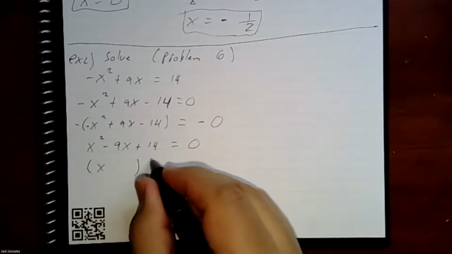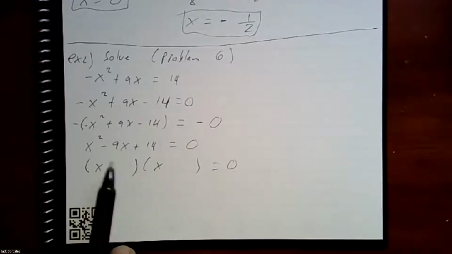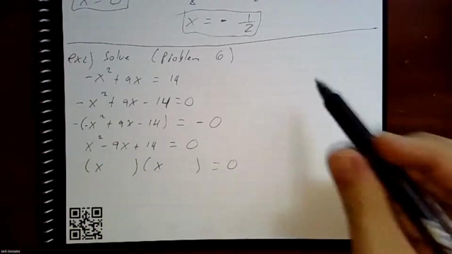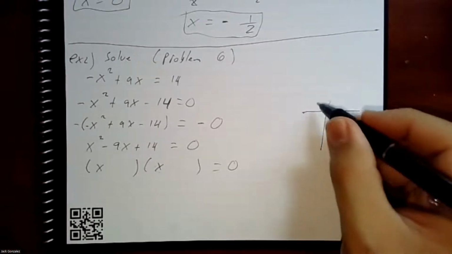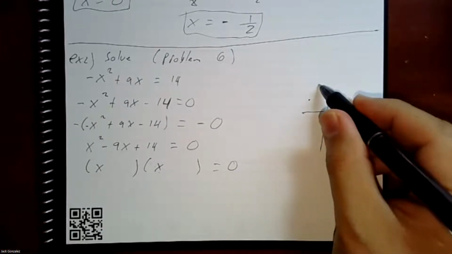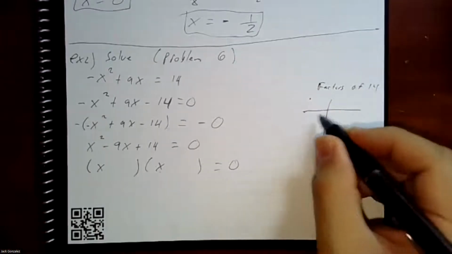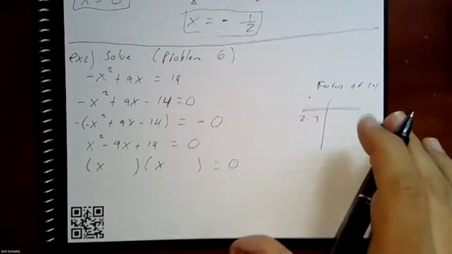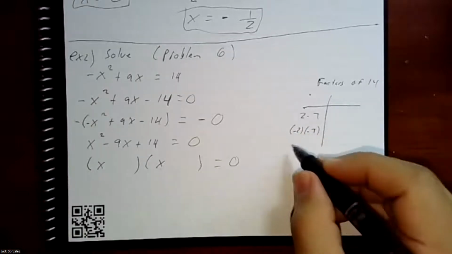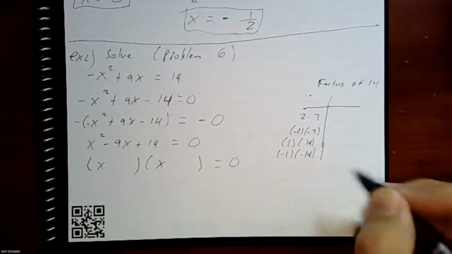Okay, so now the trial and error method, as we talked about last time. The first term is going to be x, because it's the only way to get x squared, right? X times x is x squared. We look at the factors of 14. If you're not good at factoring, you can create a little tree over here. So to get 14, we get 2 times 7, -2 times -7, right? Those are two ways to get 14. 1, 14, -1, -14.